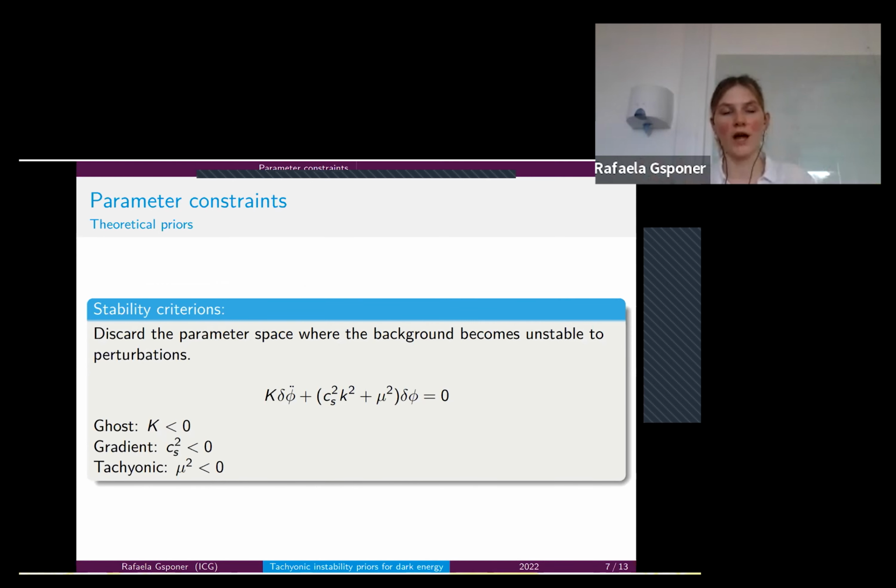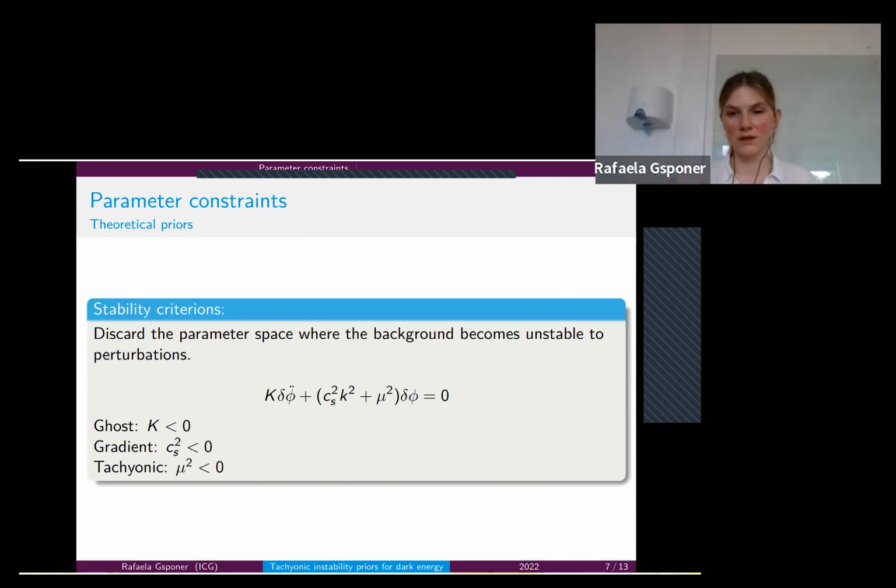In my work, I was looking at one kind of these theoretical priors, the so-called stability criteria, because we know that since we do perturbation theory, the perturbations have to remain small. So if we go through this parameter search and move to an area in the parameter space where the background becomes unstable to perturbation, we know that would not be a feasible action and that part of the parameter space could be excluded. And in general, there are 3 instability conditions which we can identify.